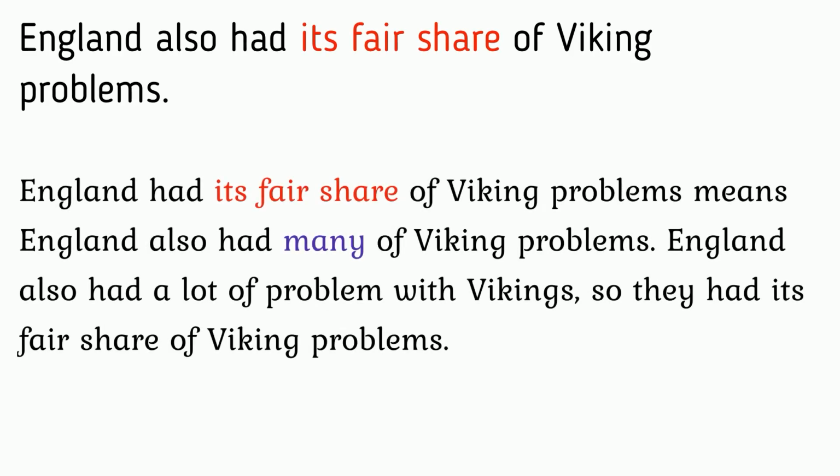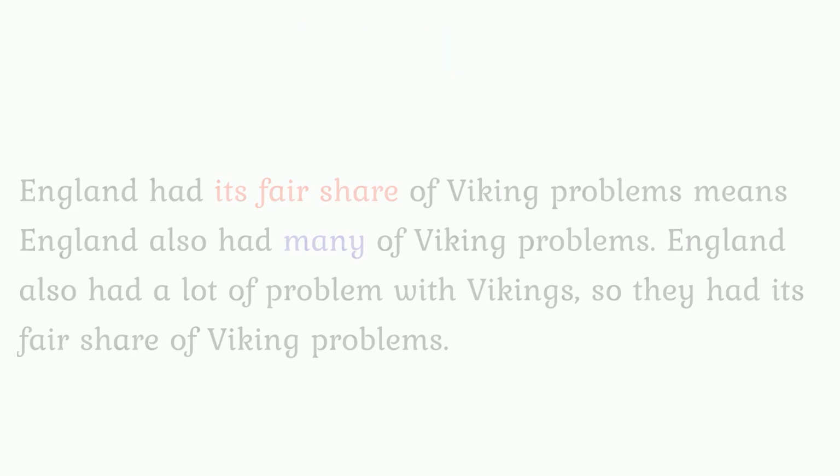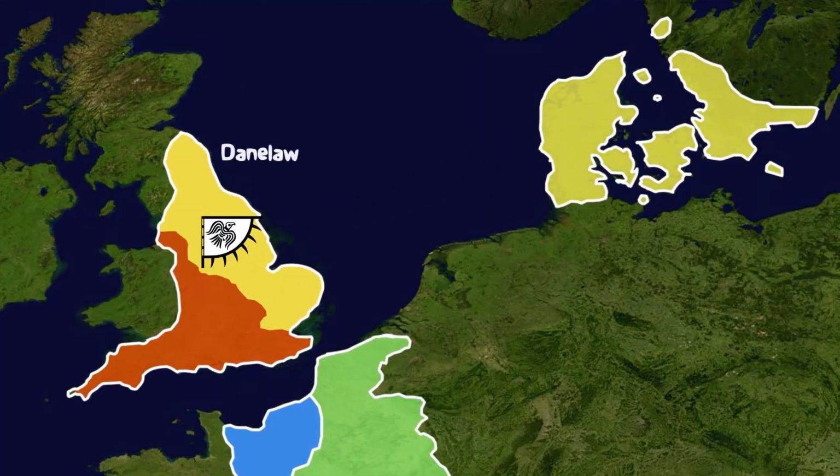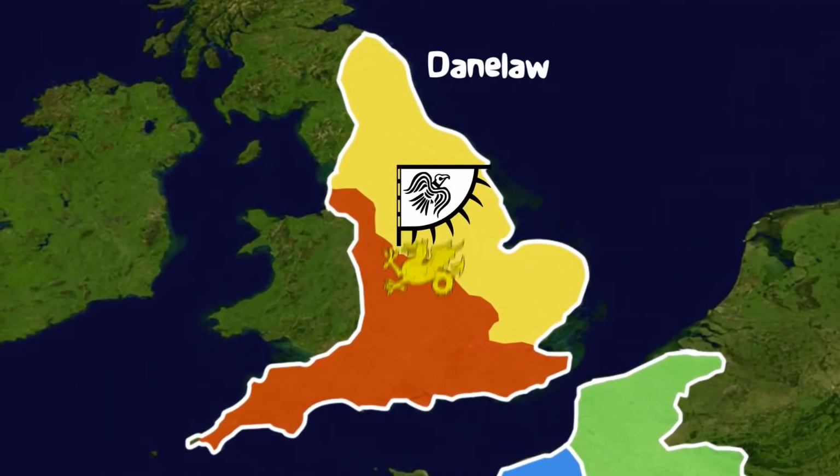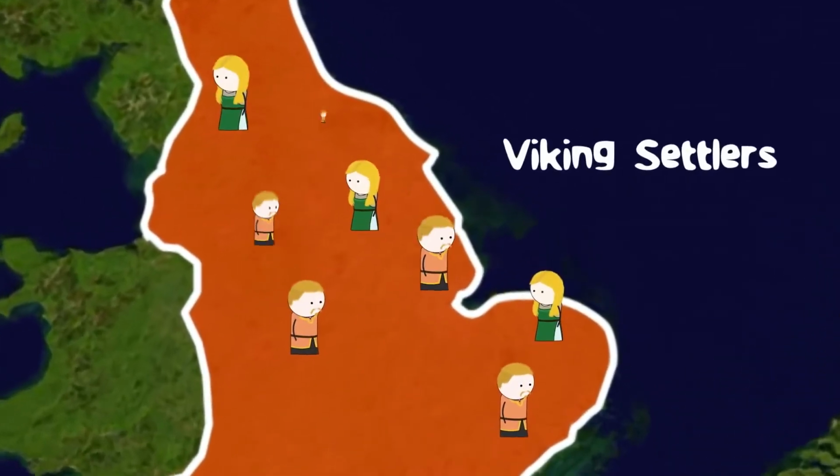England had its fair share of Viking problems means England also had many Viking problems. England also had a lot of problems with Vikings. In the 800s, Danish Vikings had conquered most of the country, but the Anglo-Saxons eventually managed to kick them out, although they left behind a bunch of Viking settlers.